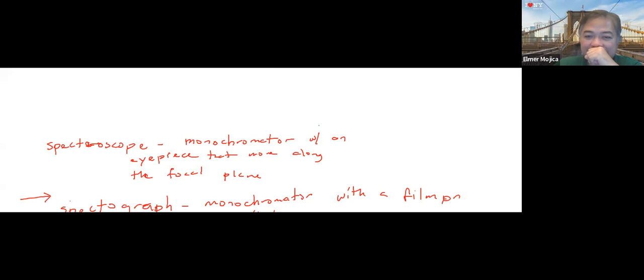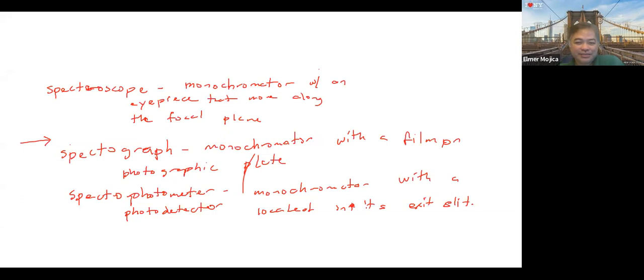And I have the honor to meet John Penn before he passed away. Siya kasi yung nakakuha ng Nobel Prize, okay, because of this mass spectrometer. Okay?